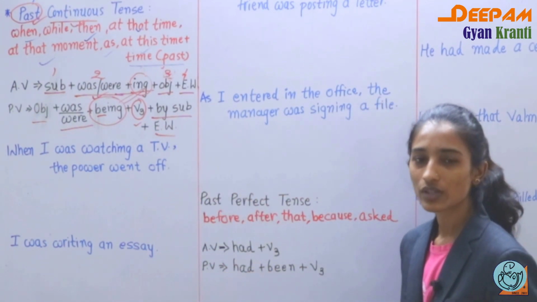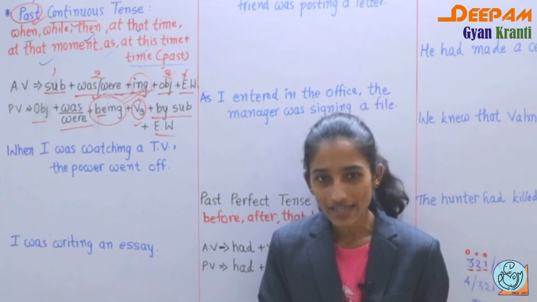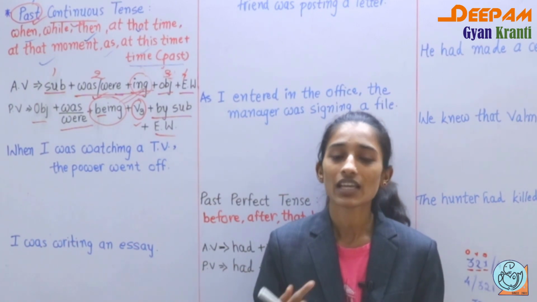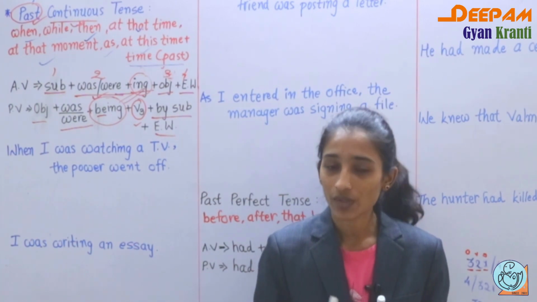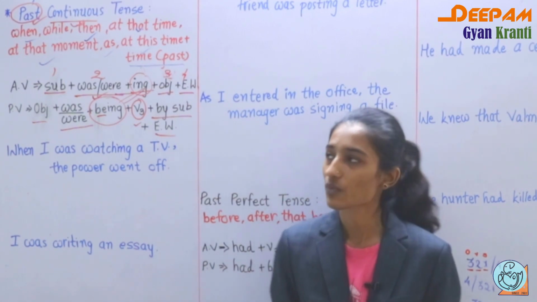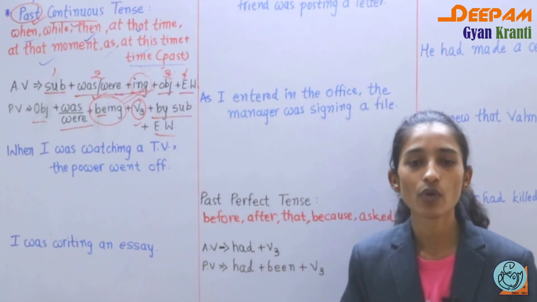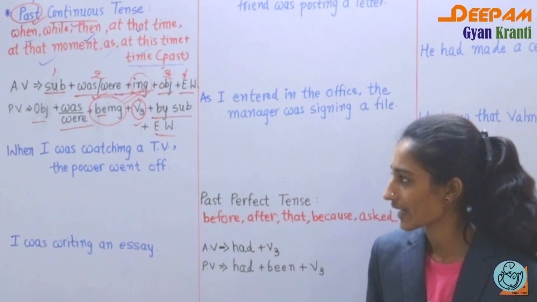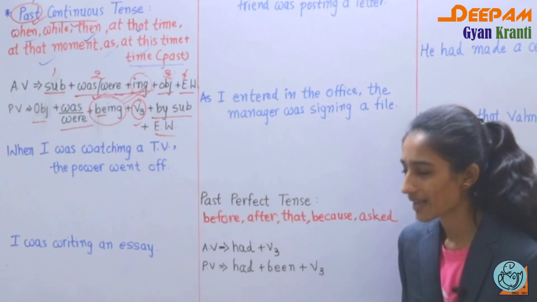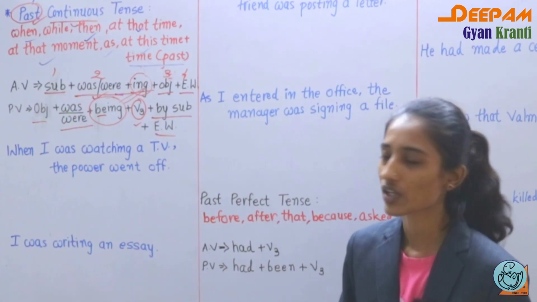In short, what you have to remember is was or were plus ing in active voice, and in passive voice was or were plus being plus V3. So this is the sentence formation for active and passive voice. So let's check some examples so the concept is very clear to you.